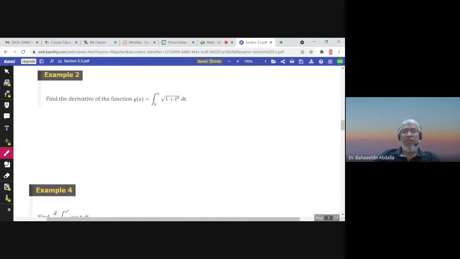And this is part 1 of the fundamental theorem of calculus. An example: find the derivative of this function. Well, d by dx of the integral from 0 to x of the square root of 1 plus t squared dt. Now, using the first part of the fundamental theorem of calculus, the derivative of this integral would give you this function with respect to x, f of x. So the answer is the square root of 1 plus x squared. That's it. The derivative cancels the integral, and you have the square root of 1 plus x squared, not t squared.